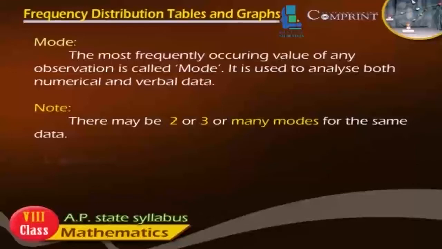Mode. The most frequently occurring value of any observation is called the mode. It is used to analyze both numerical and verbal data. Note: there may be 2 or 3 or many modes for the same data.